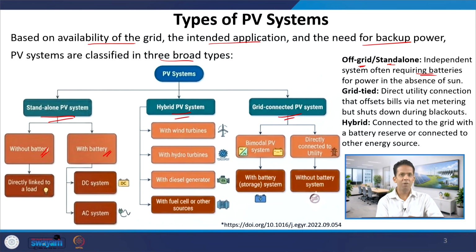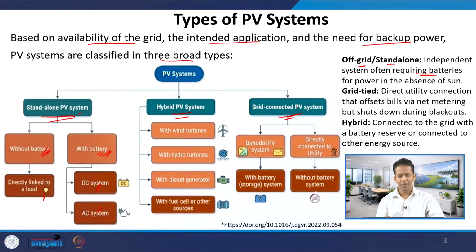But there may be some cases of standalone PV systems which are there without batteries, where a load like a street light or a lamp is directly connected to a PV system without any battery. And when it comes with battery, it can power both DC and AC systems. We can have a converter or inverter which can supply power to both types of loads. So that's a standalone PV system.